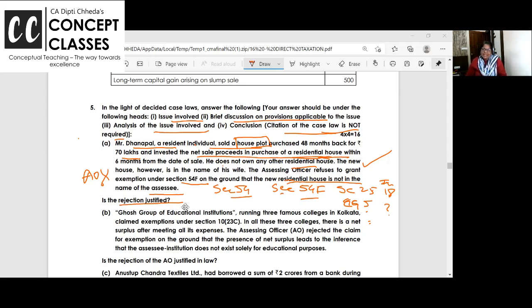I will get the exemption. Because I paid the full amount, it's just the procedural delay. So capital gain exemption cannot be denied.